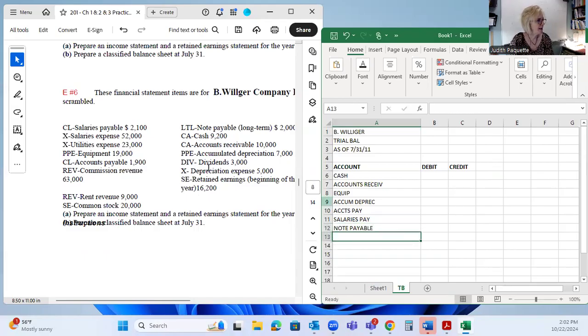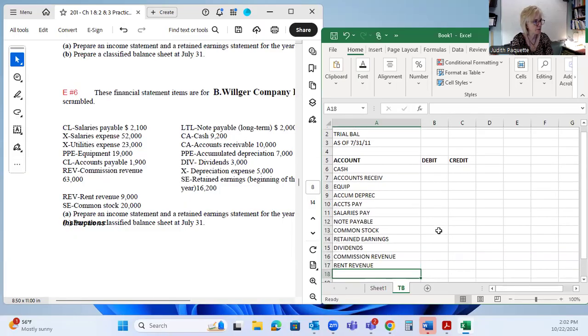And then we go to stockholders' equity. We have common stock, here we go, down here, and retained earnings. And then between the balance sheet and the income statement, we usually put dividends. Now what's left are the two revenue accounts. So we have commission revenue and rent revenue.